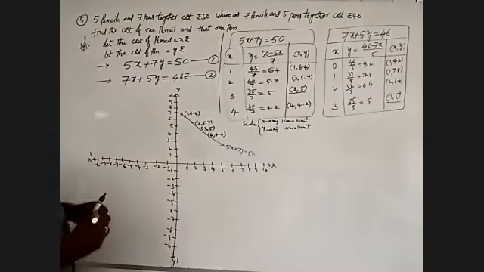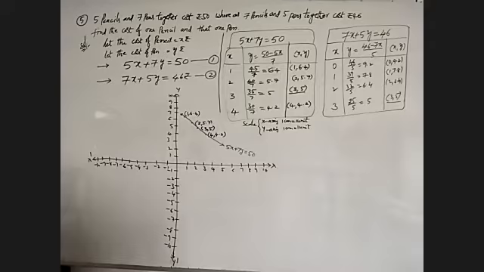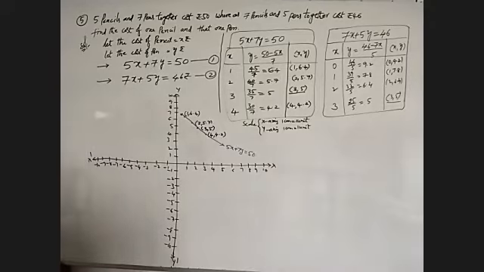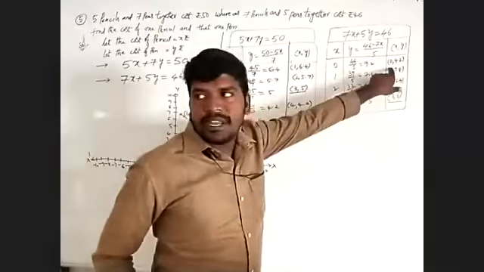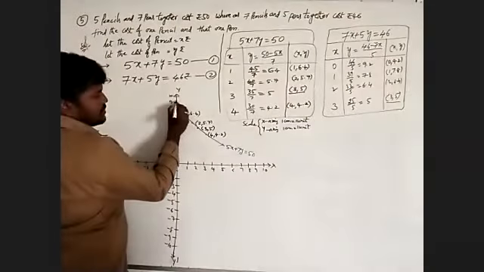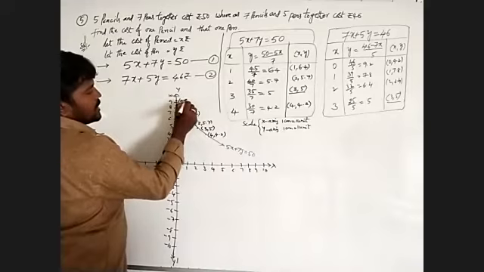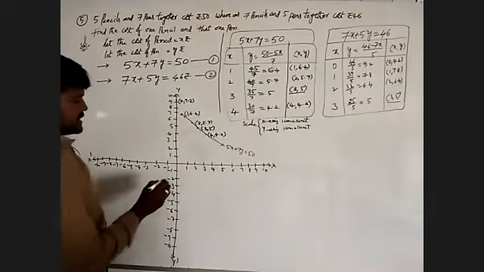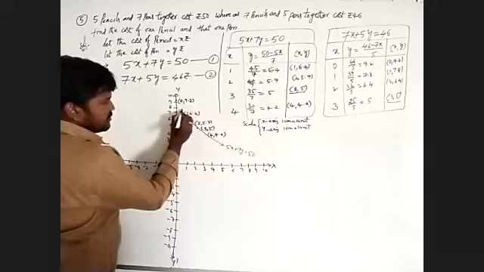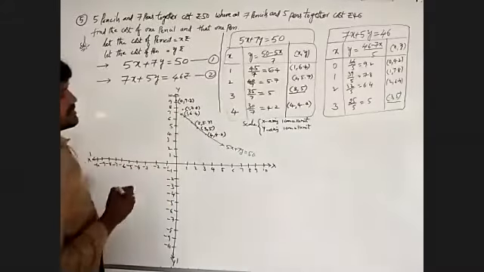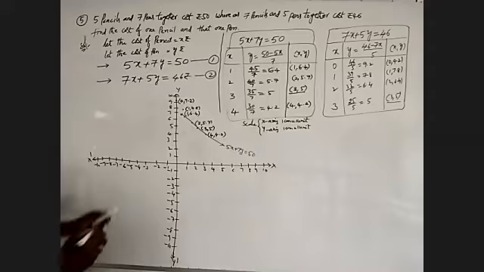After that, plot the remaining pair of linear equations. The first one is (0, 9.2), where the x coordinate must be 0, which means it lies on the y axis. 9.2 lies in this place: (0, 9.2). After that is (1, 7.8). This is 1, this is 7.8. The next point is (2, 6.4).